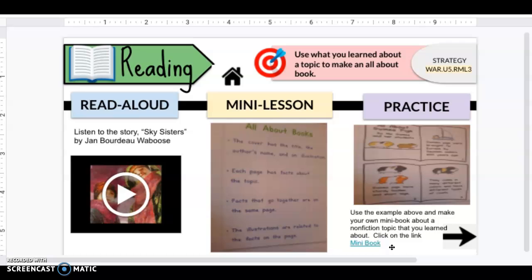So that is what I would like you to do today. After reading the read aloud, Sky Sisters, then I would like you to go ahead and think of a nonfiction topic that you would like to make a little mini book with. Then you can take a picture and send it to your teacher so she can see what you have put together.